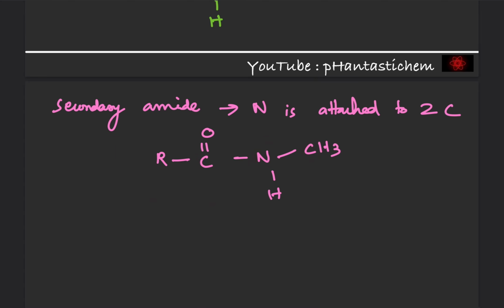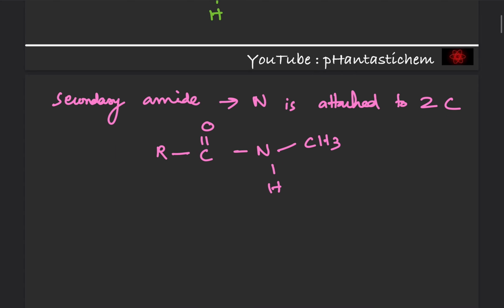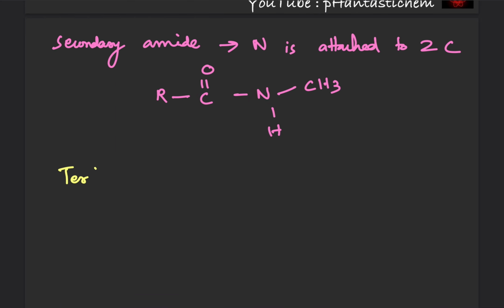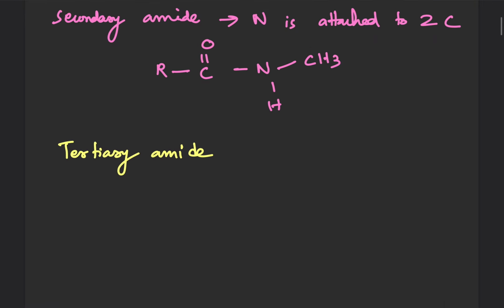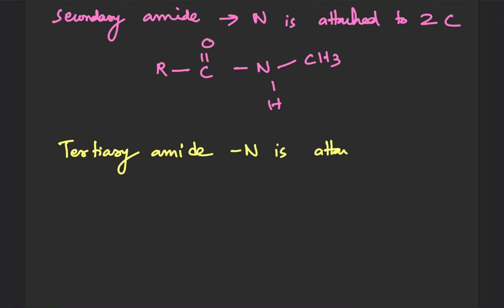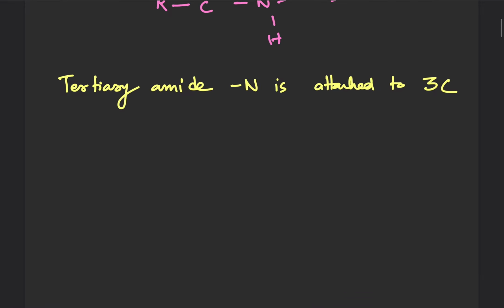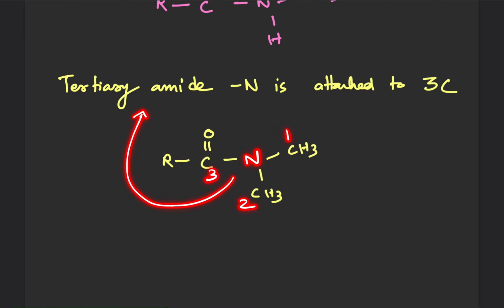And in a tertiary amide, nitrogen is attached to three carbons. That is, for example, RC double bond O N CH3 CH3. So you can see here nitrogen is attached to 1, 2, 3 carbons. So this is an example of a tertiary amide.